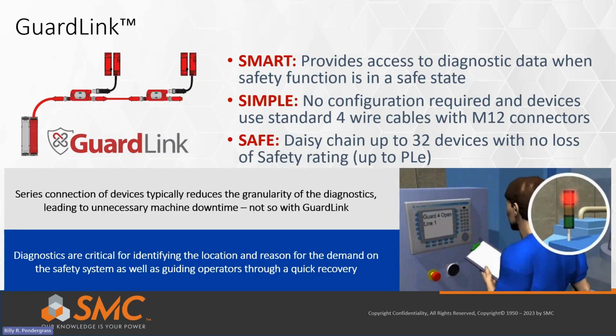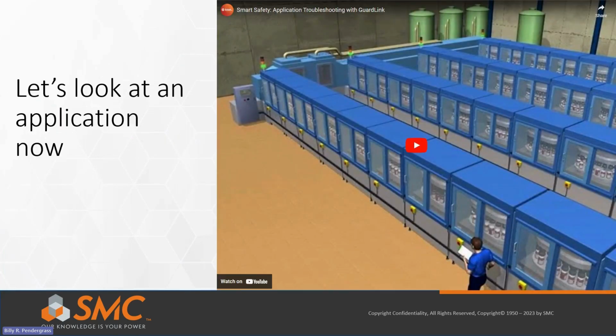GuardLink enables us to daisy chain up to 32 devices and 1,000 meters with no loss of safety rating. Through diagnostics, this safety system guides operators in identifying the location and reason for the demand for a quick recovery, leading to less downtime. Let's take a look at an application now.